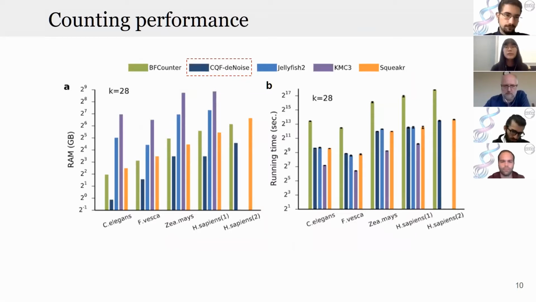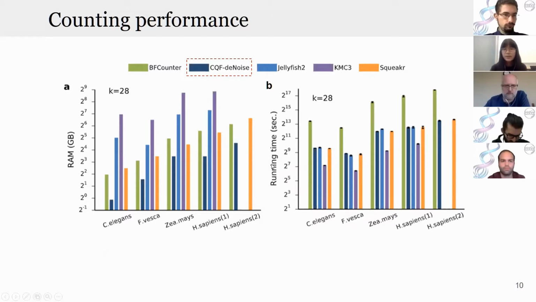And then we compared the counting performance of our method with 4 other state-of-the-art k-mer counting methods in all 5 data sets. As shown in panel A, our method was consistently the most efficient method in terms of the memory usage in all 5 data sets.